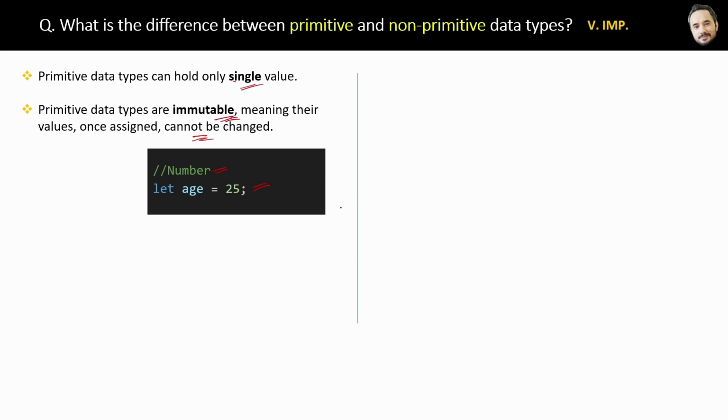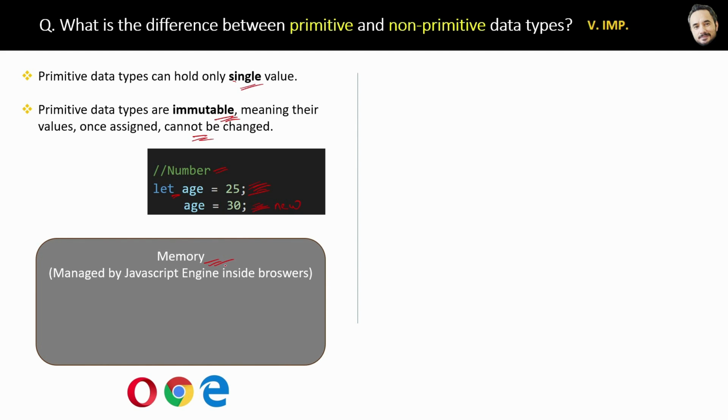For example, if you change the value of a number, which is a primitive data type like this, we assigned a new value to age. Then from outside, it looks like the variable value is modified. But internally, a new variable age is created by the memory of the JavaScript and assigned a new value to it.